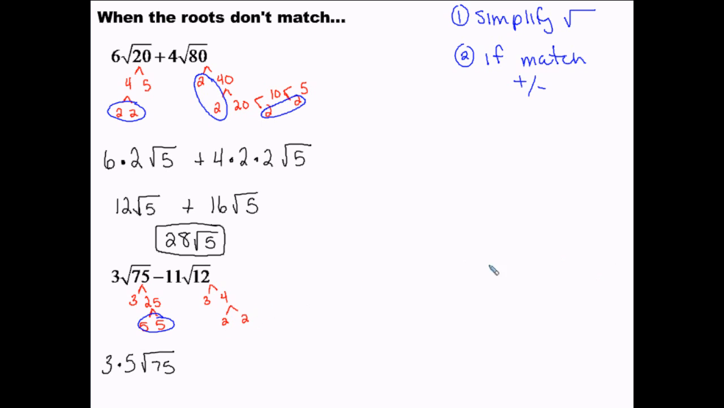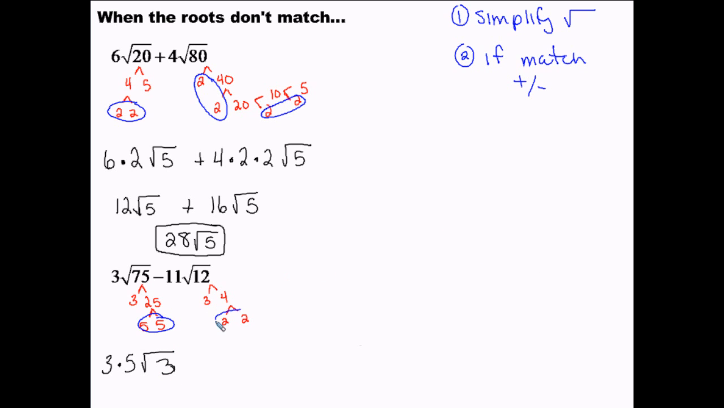Wait, how come you put 75? Oh, because I wasn't paying attention. Thank you. Oh, that's too big. Good catch. That should be 3.